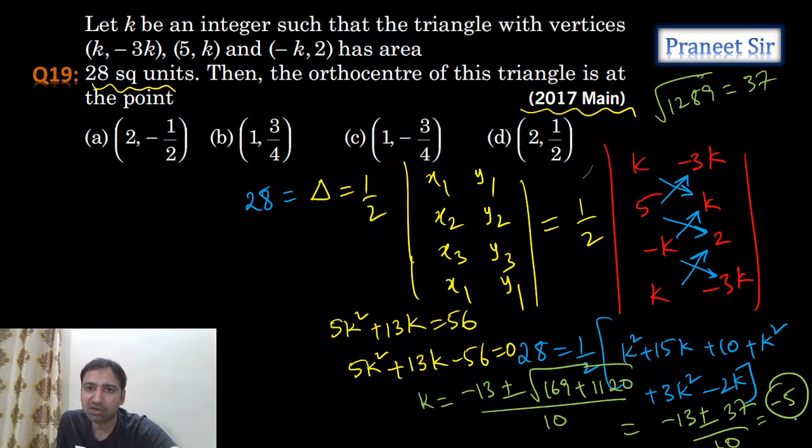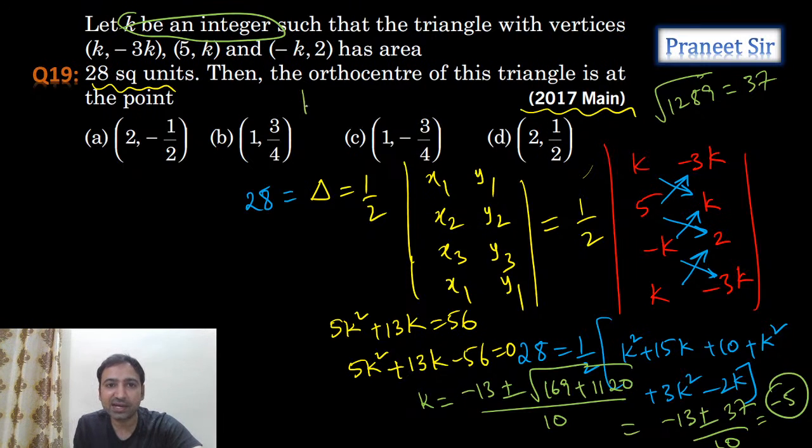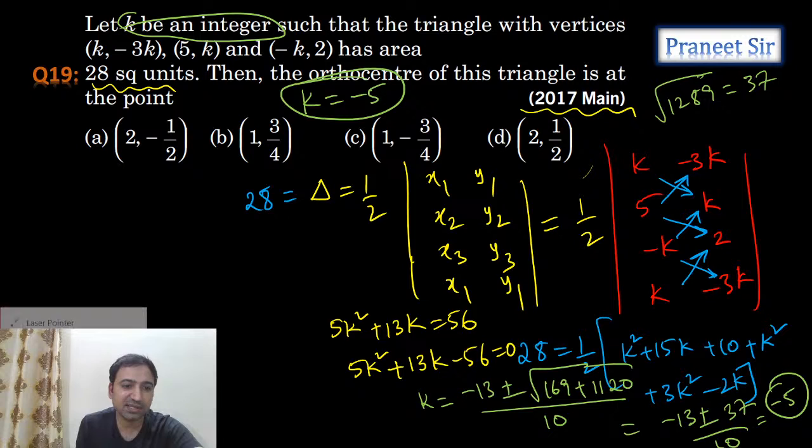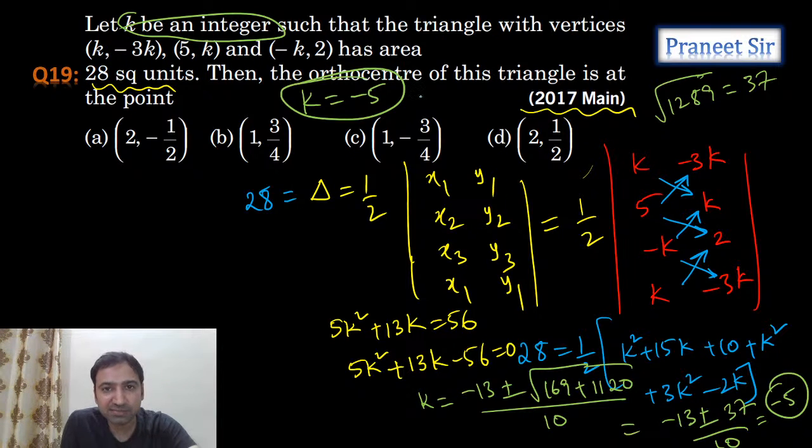And the other one is non-integer. The k value, he is saying, is an integer, guys. The k value integer means k should be minus 5, right? Correct. So one possibility we are getting is k is equal to minus 5, so obviously that should be the answer. So when you substitute k is equal to minus 5.